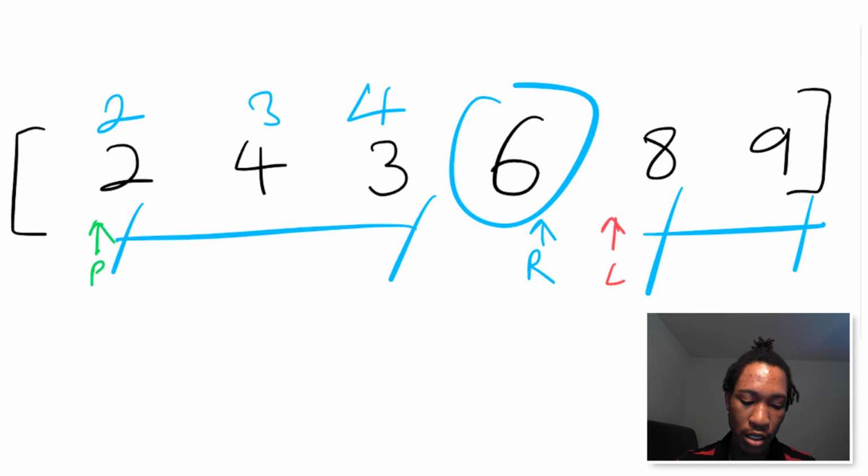Because if you call it on the bigger subarray first, you're going to risk having O of n calls on the call stack because of recursion. Recursion stores frames on the call stack. But if you call it first on the smaller subarray, you're going to have at most log of n calls on the call stack, right? So what do I mean by that?